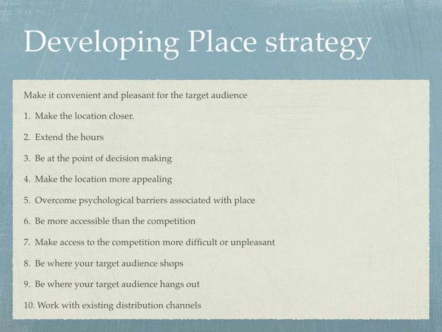And the next place tactic is make the location more appealing. For example, if you want people to engage more in a healthy lifestyle or encourage biking in your community, then create bicycle paths, create bicycle lanes for your bikers to have a more appealing area. For example, if you want to encourage more joggers or more people to engage in basketball, then provide them with those facilities. The fifth place strategy is overcome psychological barriers associated with place.